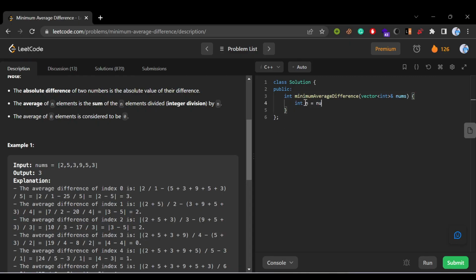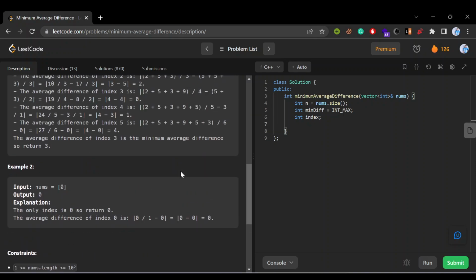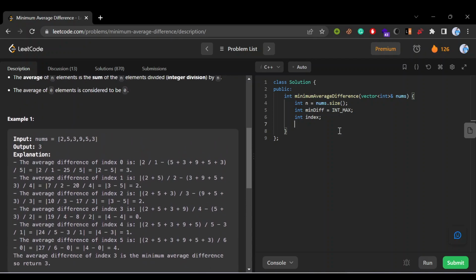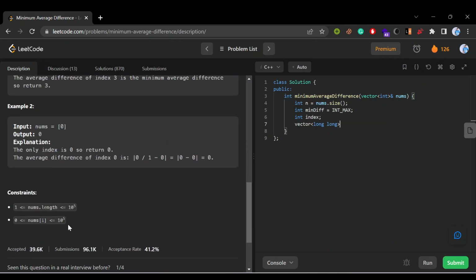So first of all, we have n, that is nums.size, the number of elements. Then we have some variables. First is the minimum difference variable, which is initialized with maximum infinity. And then we have the answer or index, and the index value is not initialized. Then we need something called prefix sum. That will be a long, because we have elements that could be in the range of 10 raised to the power 5, and there are 10 raised to the power 5 total elements. So in the worst case it could be 10 raised to the power 10, for which we need the long data type.